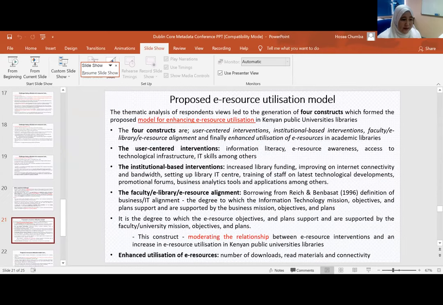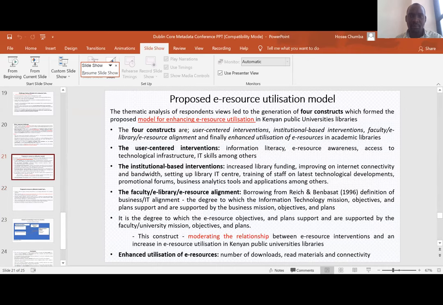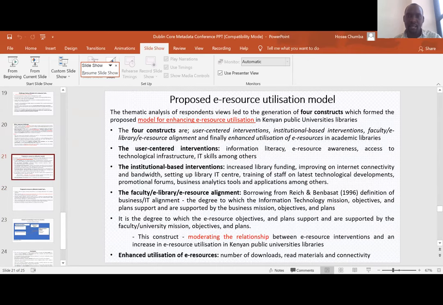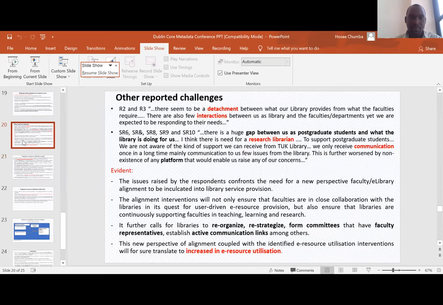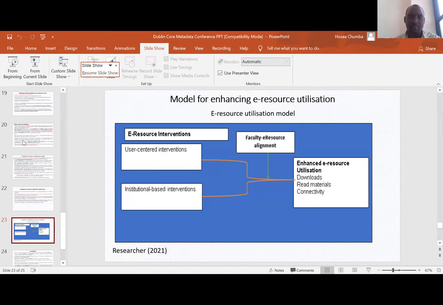So therefore, we are proposing a resource utilization model. The thematic analysis of the respondents' views led to the generation of four constructs, which formed the proposed model for enhancing e-resource utilization. These constructs are the user-centered interventions, institutional-based interventions, the faculty e-library alignment, and the enhanced e-resource utilization. We can see this from this diagram here, which I'm calling a model for enhancing e-resource utilization.